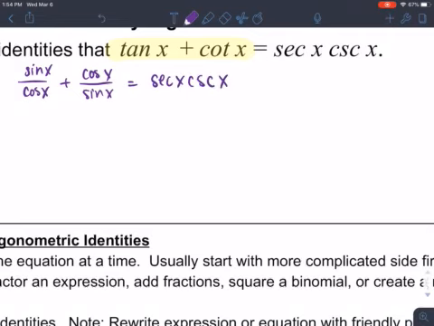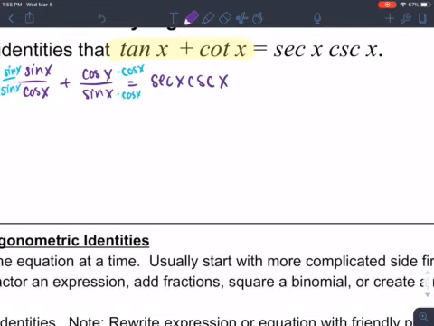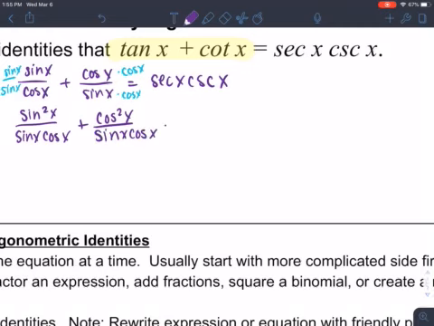All right, looks like we need a common denominator to add fractions, so I'm going to multiply by cosine x, and I'm going to multiply by sine x on the top and the bottom. Okay, so different forms of 1. Sine squared x over sine x cosine x plus cosine squared x over sine x times cosine x is equal to secant x cosecant x.